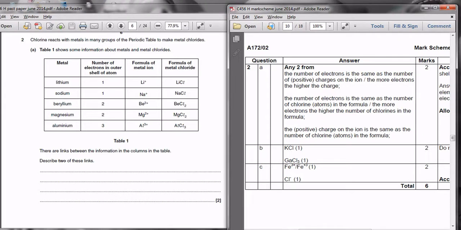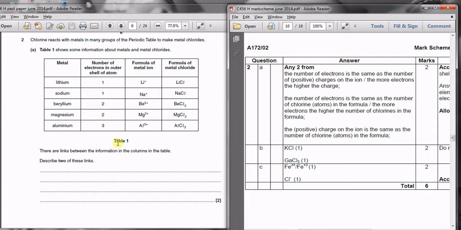In question 2, you're provided with some information about some metals. You're given the name of the metal, the number of electrons in the outer shell, the formula of the metal ion, and the formula of the metal chloride. It asks you to describe two links between this data.